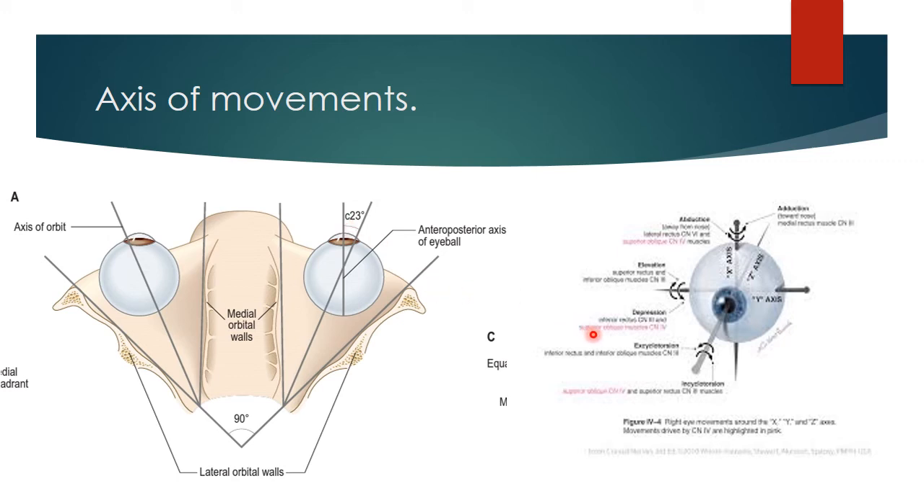There are three axes for the movement of the eyeball, and all the movements of the eyeball are rotatory movements around these three axes. These axes are the vertical axis, this one is the transverse or horizontal axis, and this is the anteroposterior axis which passes through the center of the pupil. And all the axes pass through the equator, which divides the eyeball into anterior and posterior parts.